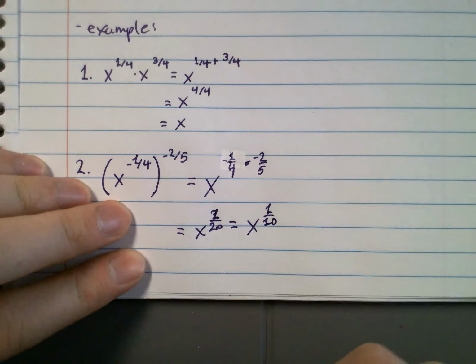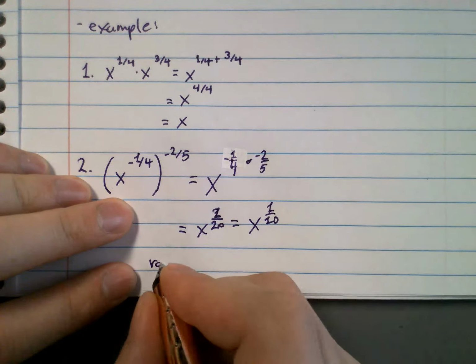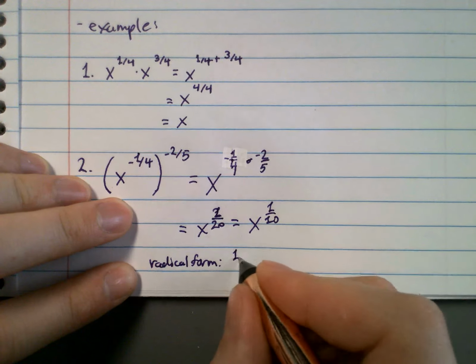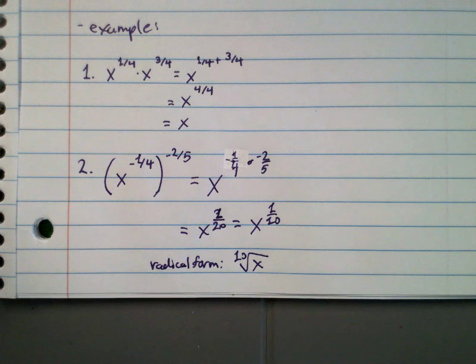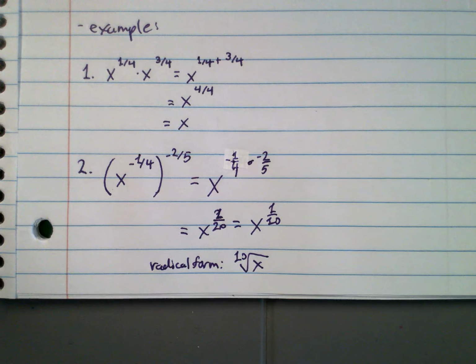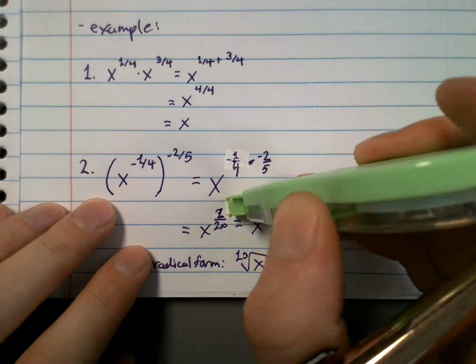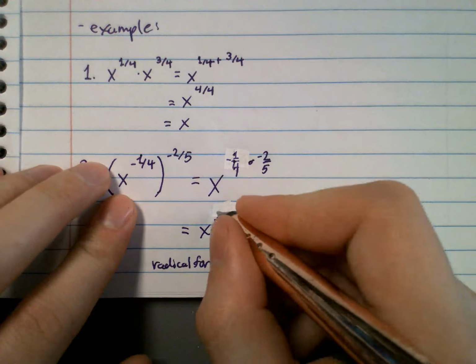And if I wanted to write that in radical form, it would be the 10th root of x. I apologize again for the flash. I don't know why it keeps going in and out. I think the camera's just dying. X to the 2/20ths, for this one, you mean? Yeah, that's supposed to be it too.